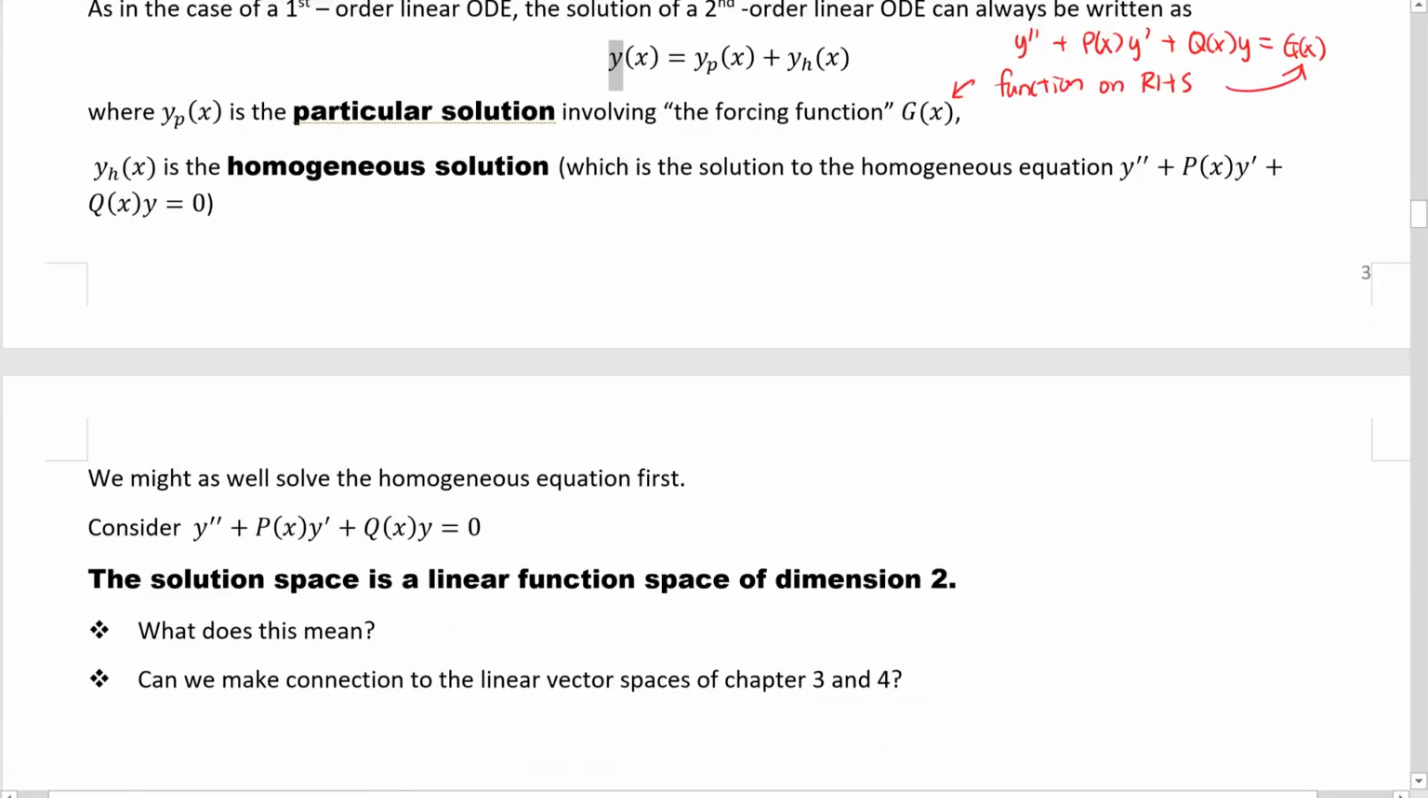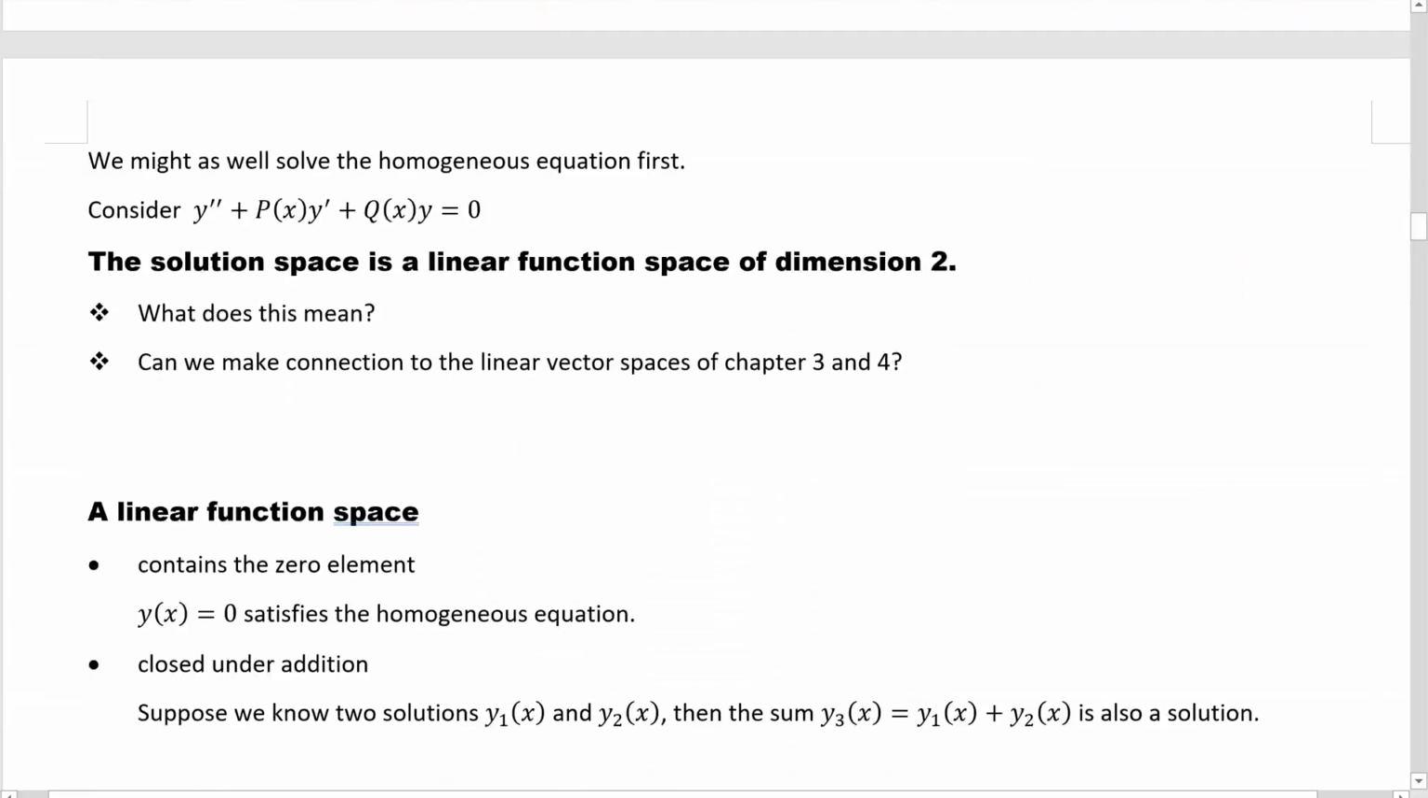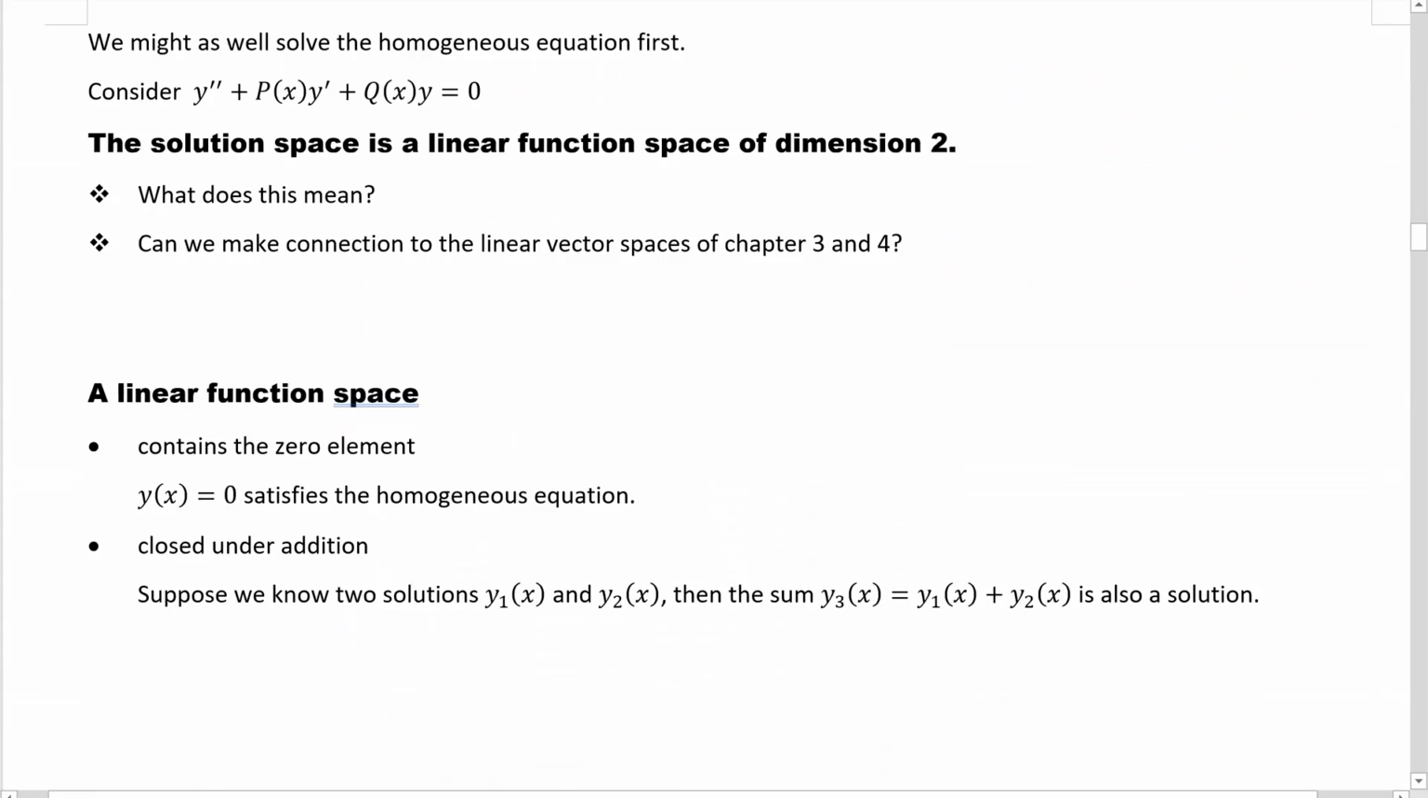All right. Let's continue. We might as well solve the homogeneous equation first. Let's solve the homogeneous equation first, and then we can figure out the homogeneous solution, and then we can find the particular solution and add them together. We'll get a general solution for the differential equation.